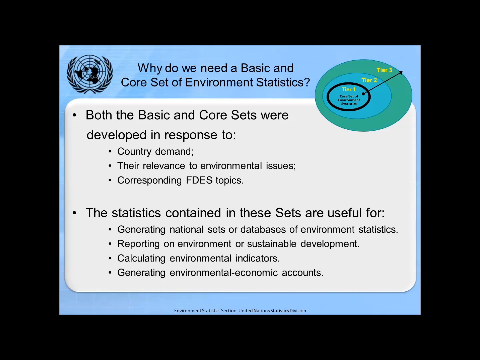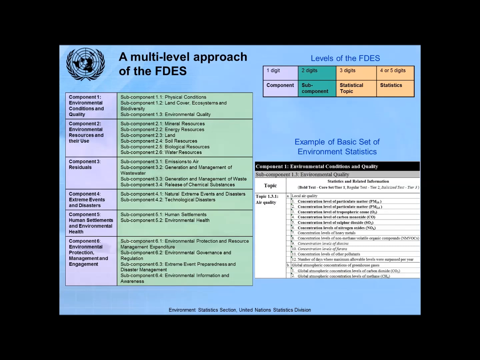This slide just shows you the multi-level approach of the FDS. In the purple color, you can see the 6 components. In the light green color, you see the subcomponents, of which there are 21. And then we will have 60 statistical topics, which I've not illustrated here because there are too many, but there is an example on the right and bottom side.